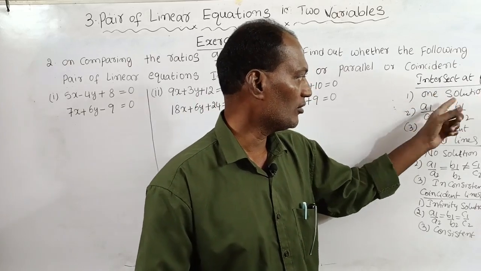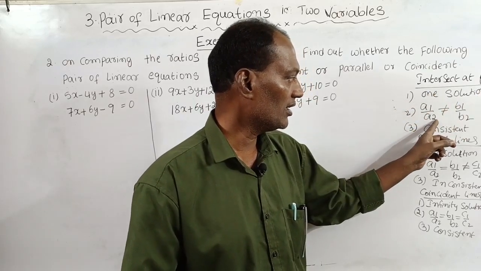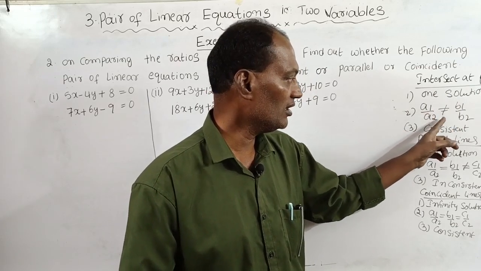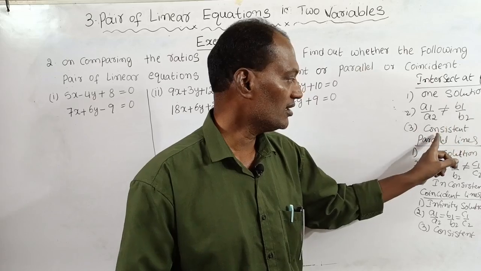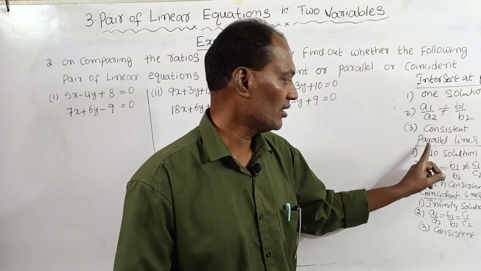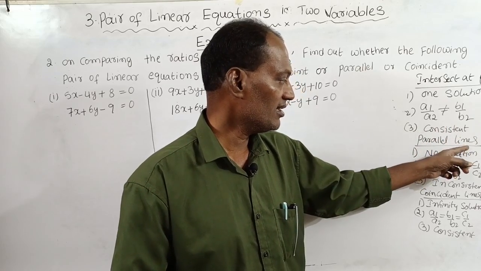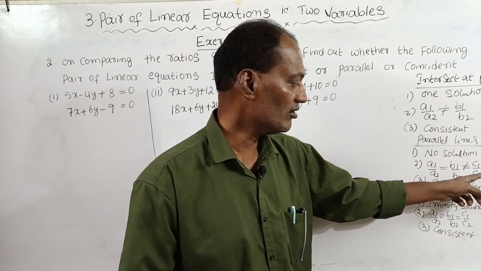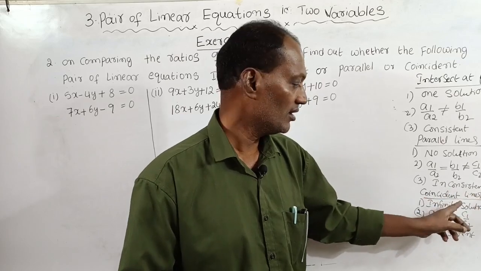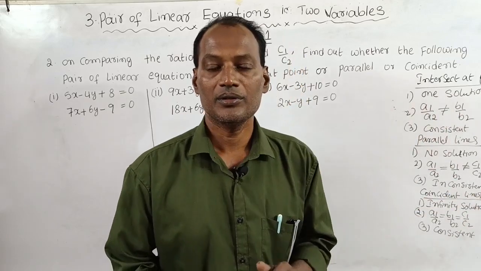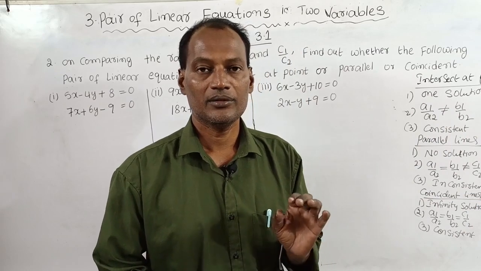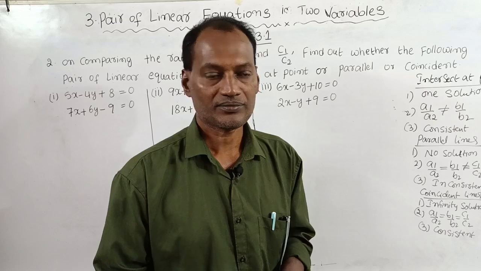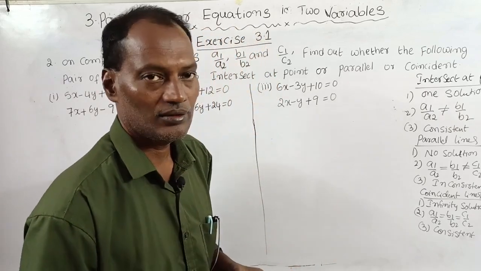Intersect at point: this is for one solution. This fraction formula a1 by a2 is not equal to b1 by b2. This is consistent. The parallel lines have no solution. The formula is a1 by a2 equal to b1 by b2 not equal to c1 by c2. This is inconsistent. These three you should note, and you should practice for reminding in mind. Directly we go to the question.